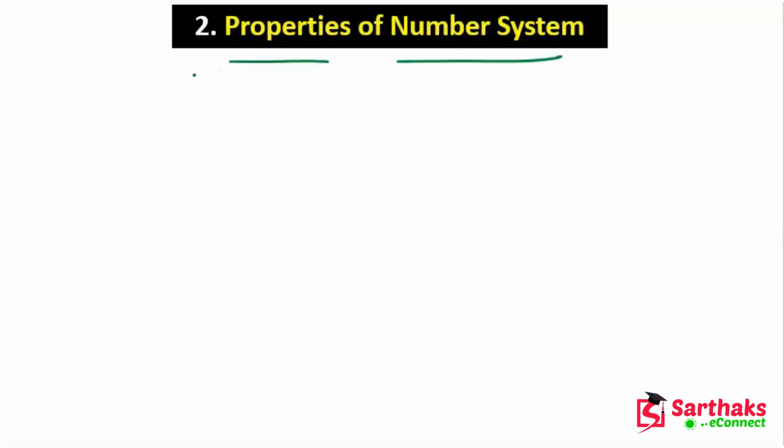In the previous lecture we learned about the number system, what is number system, and what is the classification of number system. Now here we are going to discuss the properties of number system, meaning properties of real numbers and properties of rational numbers. These things we are going to discuss with a lot of examples.